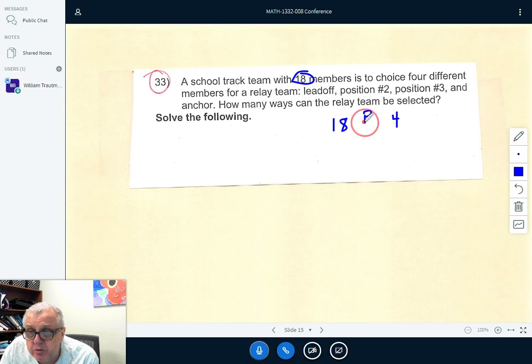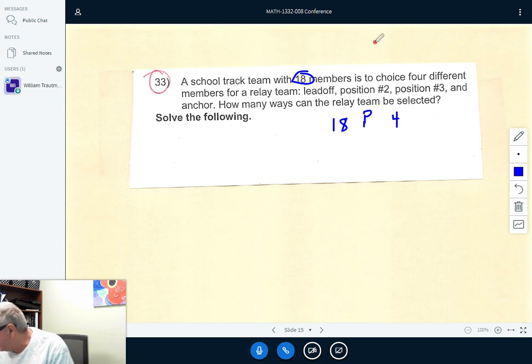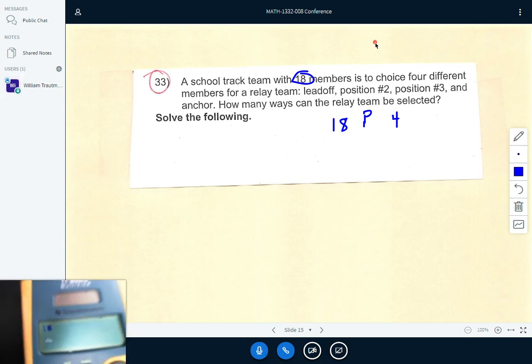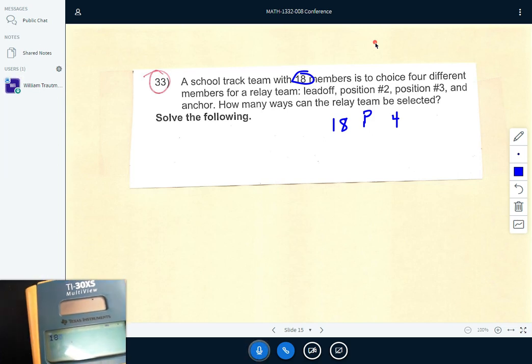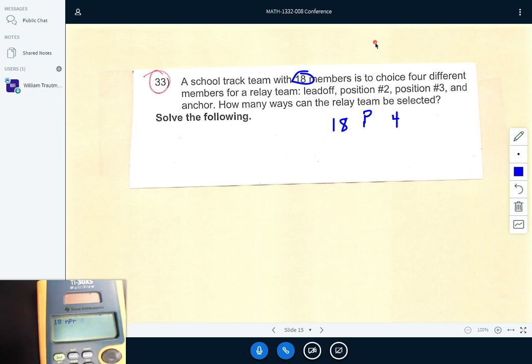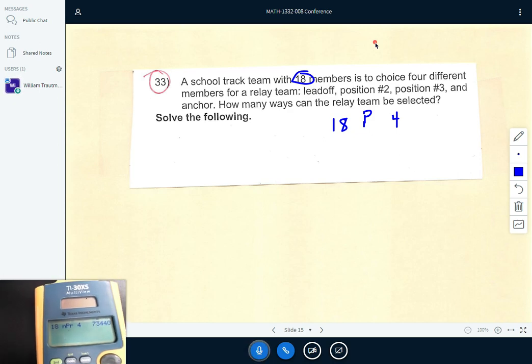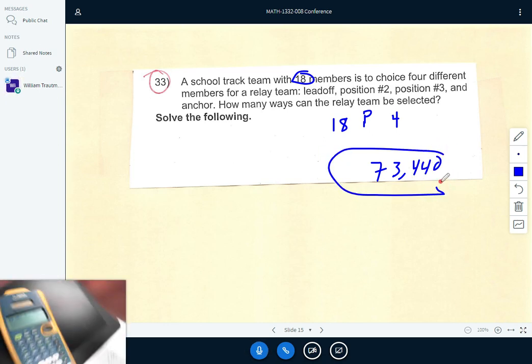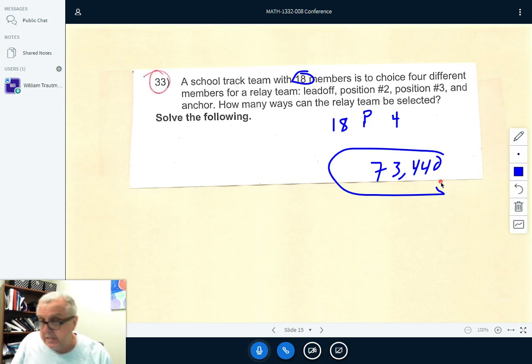So that is a permutation. A permutation is when order matters. So let's see what that is. We have to go to our calculator. 18 permutation 4. Type in 18 first, and then probability. Permutation is number 1. 4, and we get 73,440. So the answer to this is 73,440 different ways of selecting 4 guys for that track team.